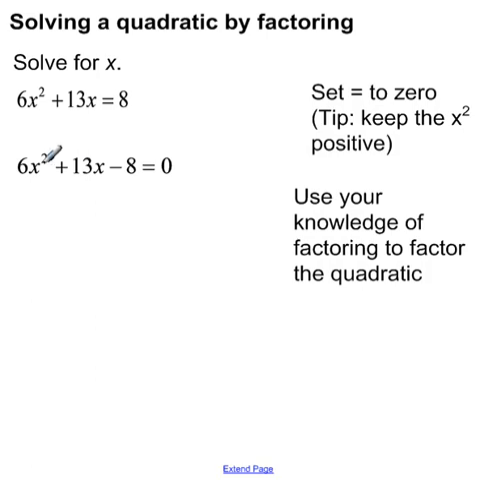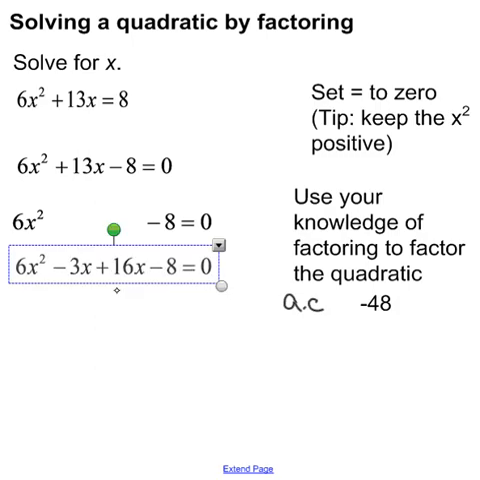You know, a times c, or 6 times negative 8, that's negative 48. And we could just rewrite this quadratic here. We could rewrite the two middle terms with the factors of negative 48 that add up to positive 13. And those factors would be negative 3 and plus 16.